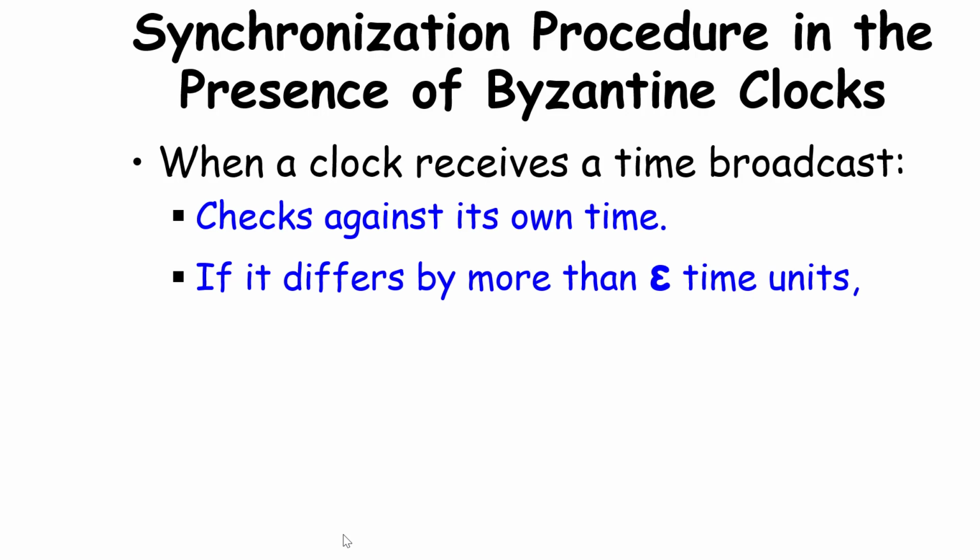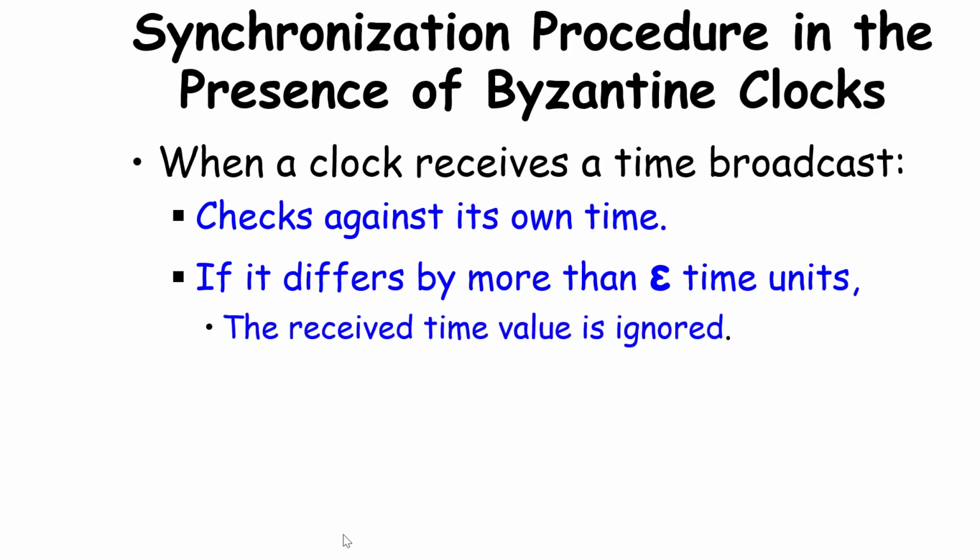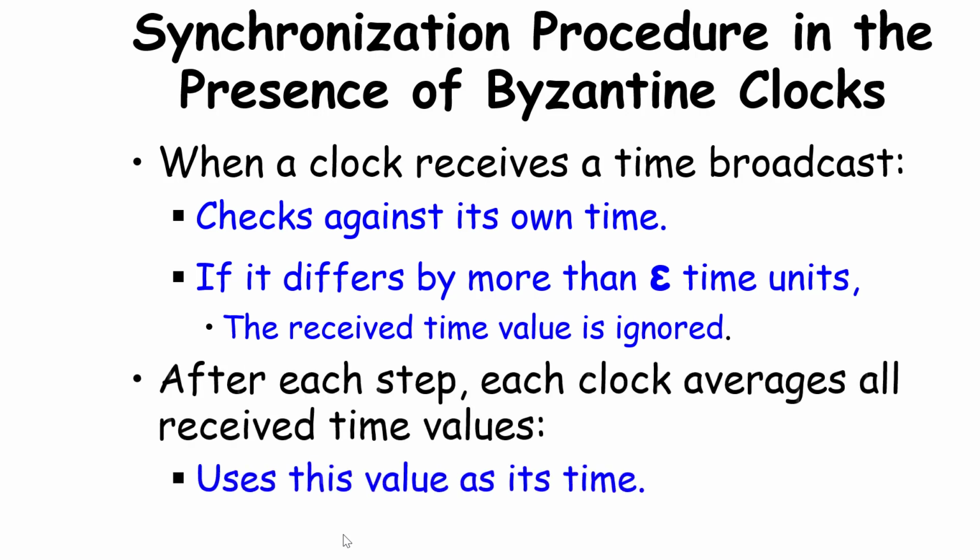If, let's say, it differs by more than epsilon time units, then most likely the clock on the other side has developed a fault, so it has slipped far behind. That is why this time value is ignored. So after each step, the clock will basically take all the good values, essentially all the values that are within epsilon units of its own clock. It'll average them and use that value as its own time.